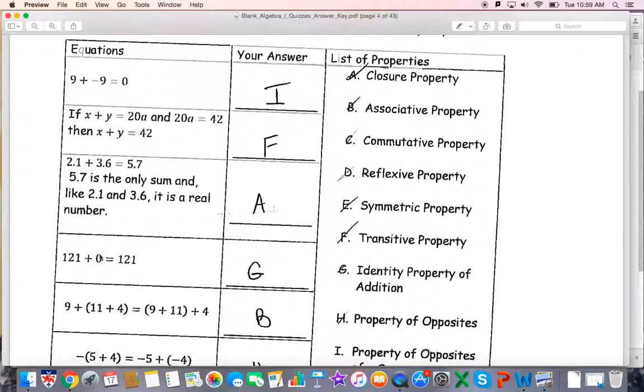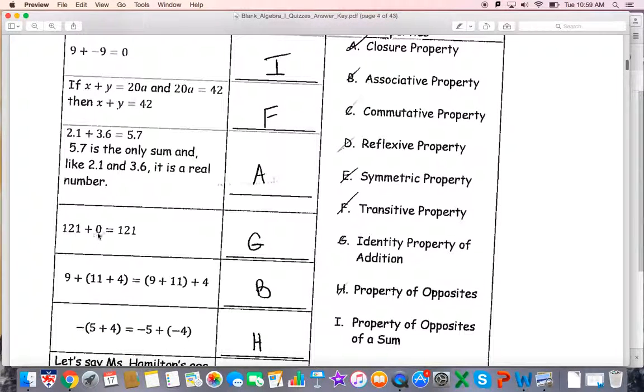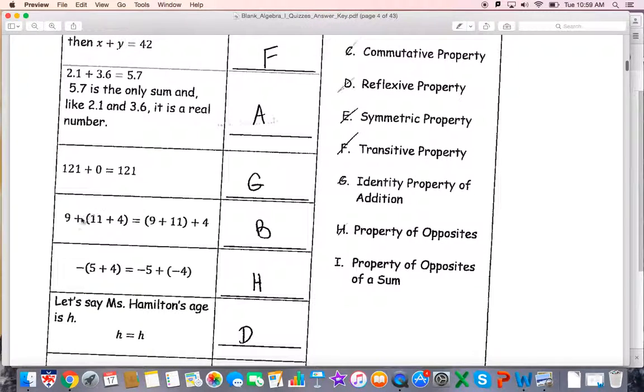All right, so now here we have a number that's being added to 0. And when you add 0, you get the same number. So when you add 0 to any number, you always get the same number. So it's called the identity property of addition because you're adding a number and you're getting the same exact identity.